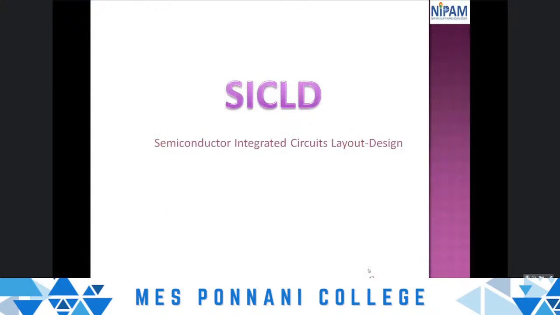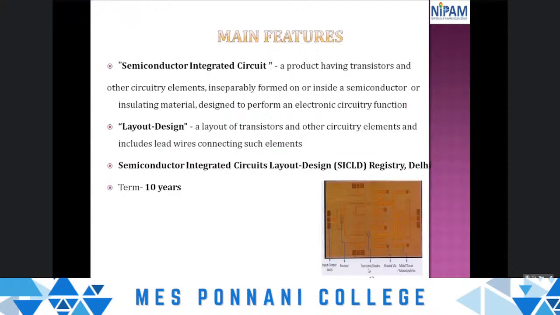The next category of IPR is semiconductor IC layout design. Earlier, while discussing the non-patentable inventions, there was a category called topography of IC. We saw that it is not patentable. Why? Because it is covered under this particular category of IPR. This is intended to protect the layout designs of semiconductor ICs. We all know what a semiconductor IC is. The layout design is the layout of the transistors and other circuitry elements of that particular IC. If the IC layout design is new and original, then it can be protected under this category of IPR. The term of protection is 10 years.